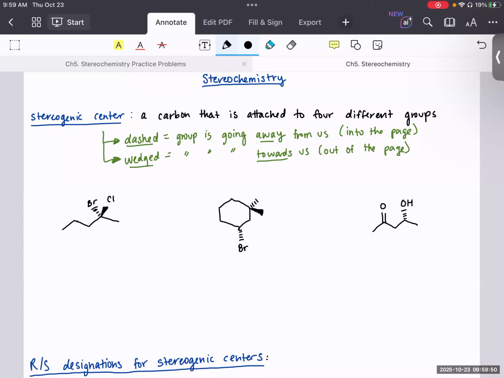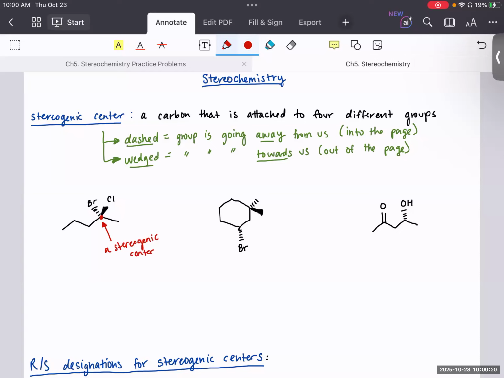And so let's say that we have this molecule down here, we can take a look at one of these carbons here that I just drew a red dot over. And what we can see is that this carbon has 4 different groups. So it has a chlorine, a bromine, and then it has 2 different R groups going to the right and to the left. And so because those 4 groups are unique or different from each other, this is going to be a stereogenic center.